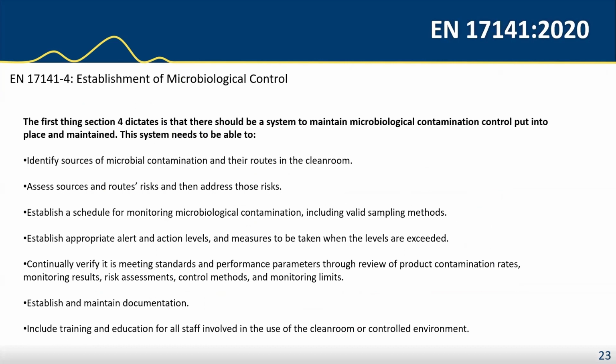EN 17141 talks about the establishment of microbial control. It's another good standard to consult. This one came out in 2020. Identify sources of microbial contamination, assess sources, routes and risks, and then address those risks. Establish a schedule for monitoring microbial contamination, including valid sampling methods. Establish appropriate alert and action levels. So the list goes on and on.